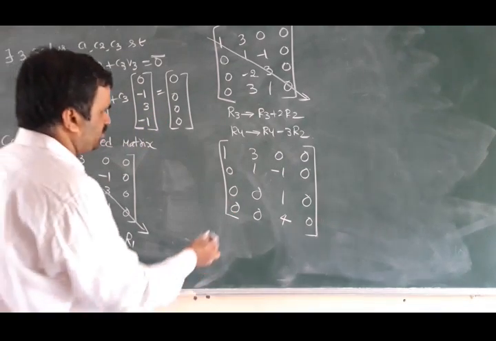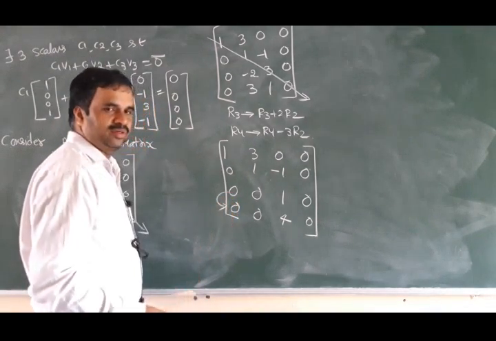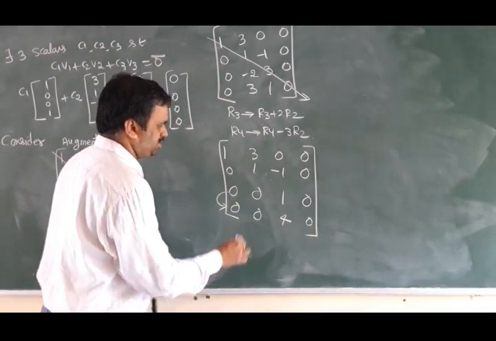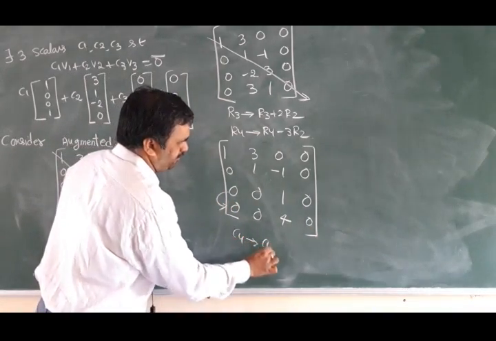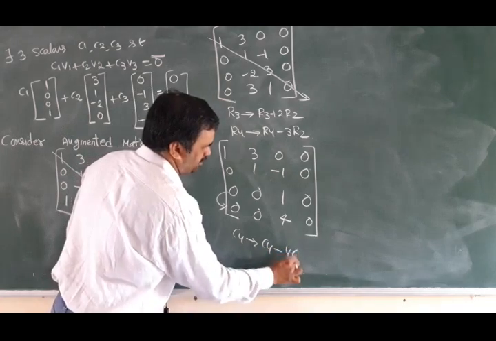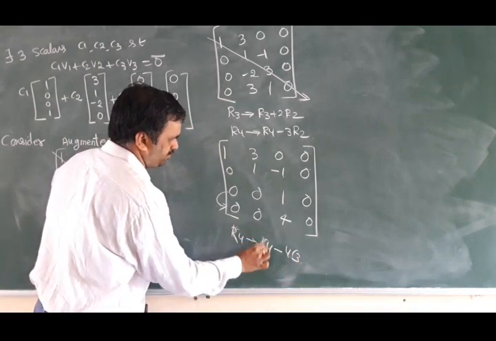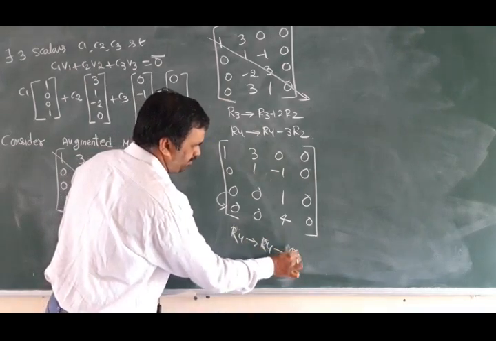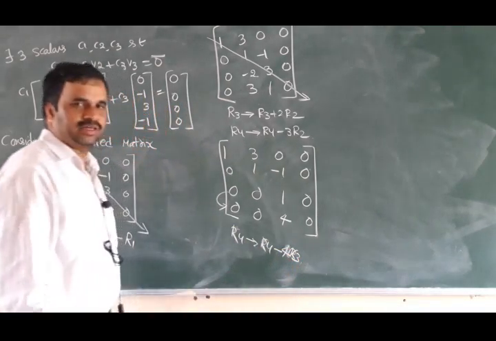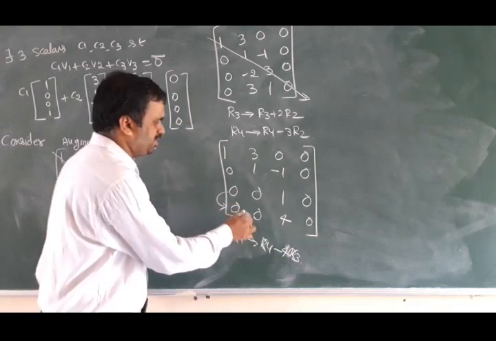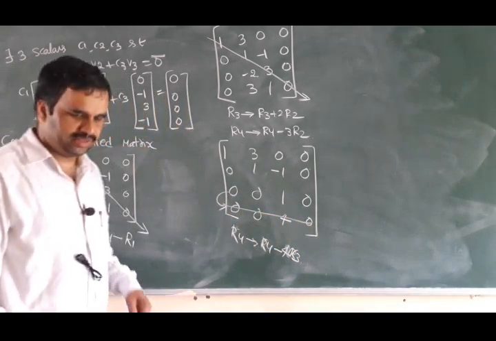Now these two rows are linearly dependent on each other. I can make these elements also 0: R4 implies R4 minus 4 times R3. Because they depend on each other, I can make this whole row 0.